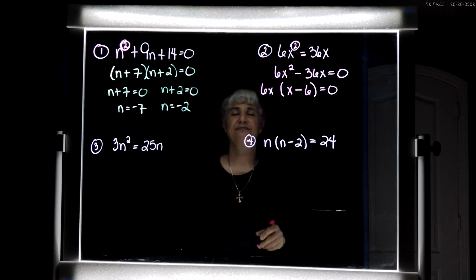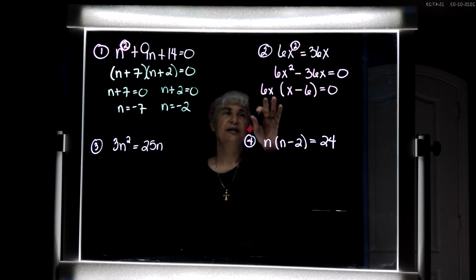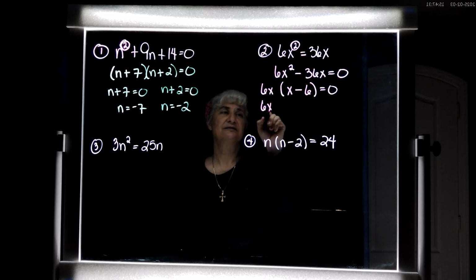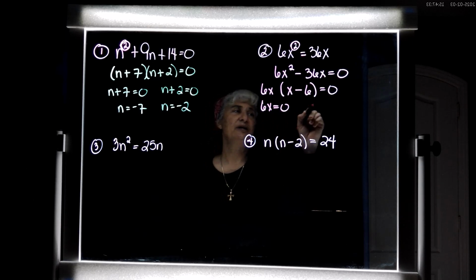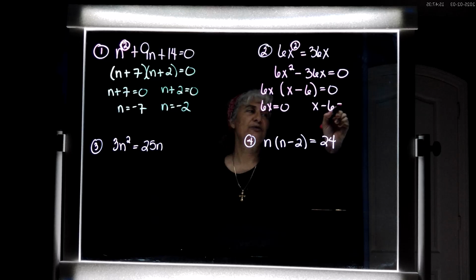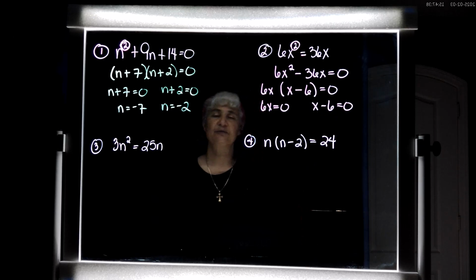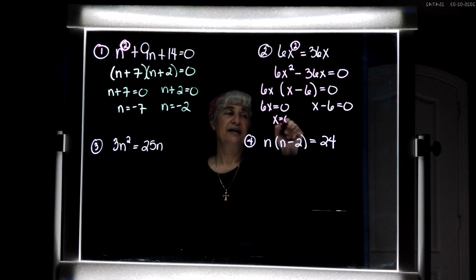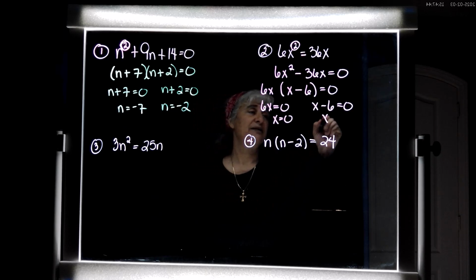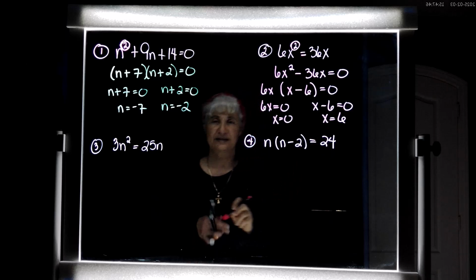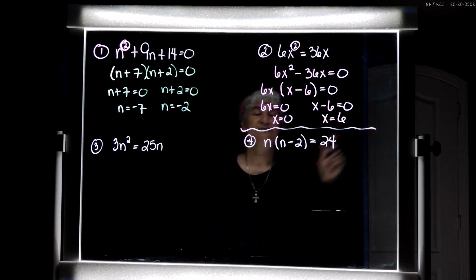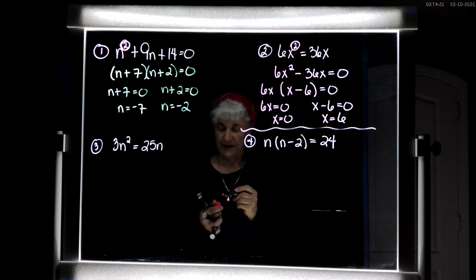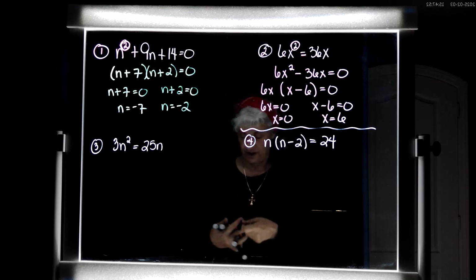Good. And now I remember, if a times b equals 0, then one of them has got to be 0. So in this case, x is either equal to 0 or x is equal to 6. Very good. Cool? All right. Let's look at number 3.